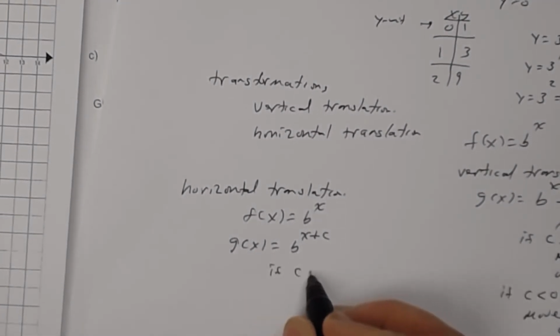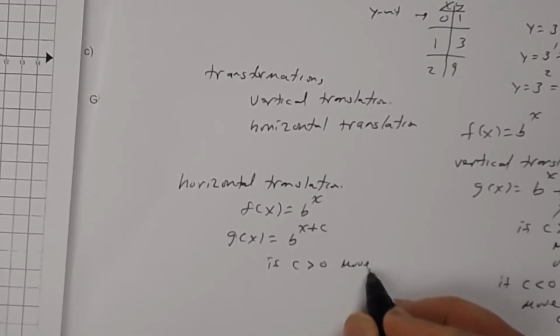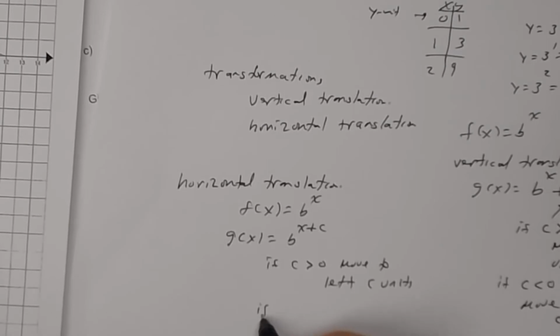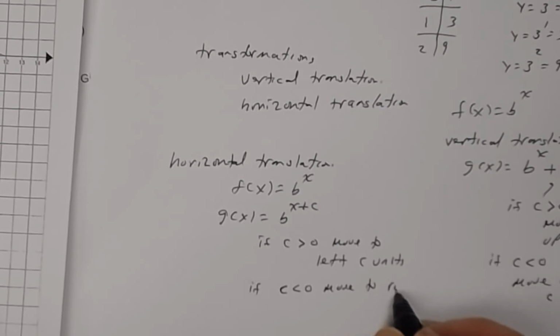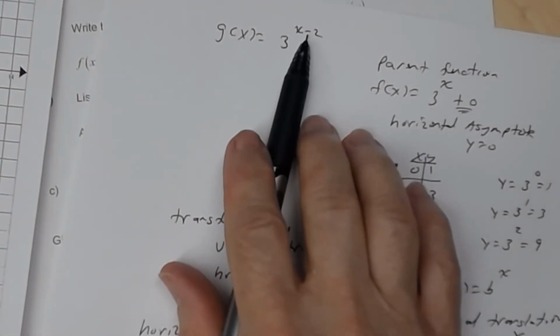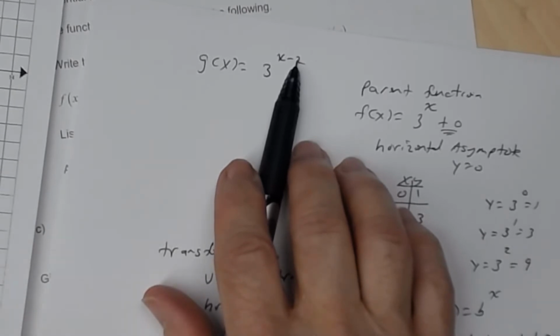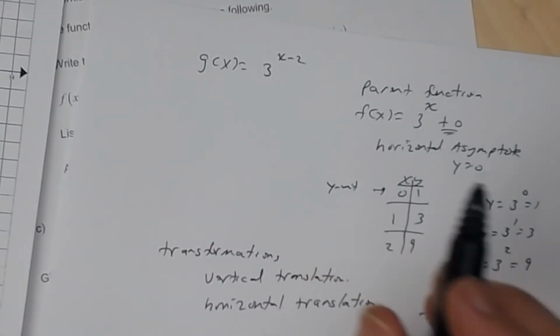So if c is positive, you move to the left c units. If c is negative, you move to the right c units. Okay? All right, so if I look at this right here, I can think of this as x plus a negative 2, so x minus 2. So think counterintuitive, the opposite. The opposite of negative 2 is a positive 2, so I'm going to move to the right 2 units. That's what you're going to do here.